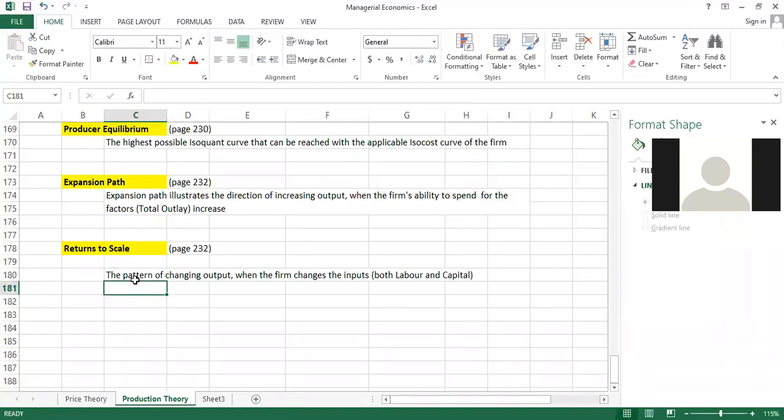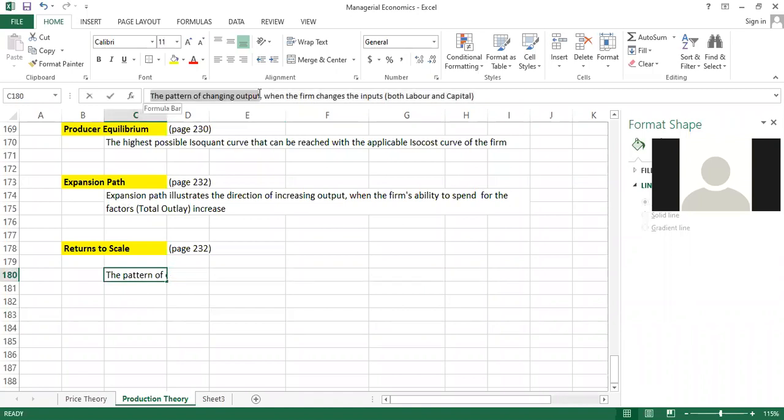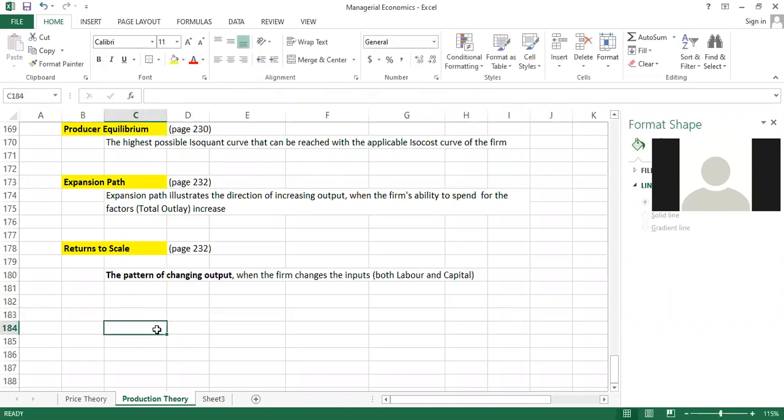And this pattern is not the same for all levels of output. This pattern of changing output is not the same at all levels. Therefore, according to returns to scale, there are three main patterns. What are the different possible patterns? When the firm increases inputs by a certain percentage, sometimes output also changes by the same percentage. For example, if the firm increases inputs by 100%, output also increases by 100%.